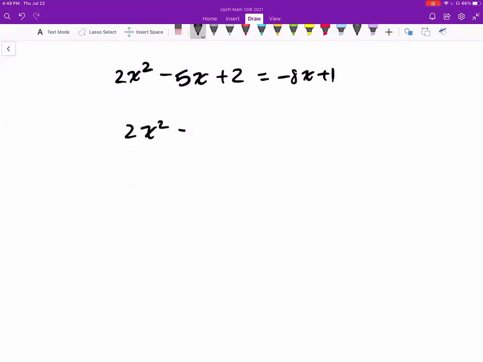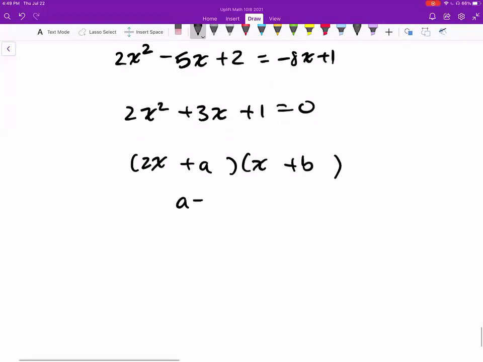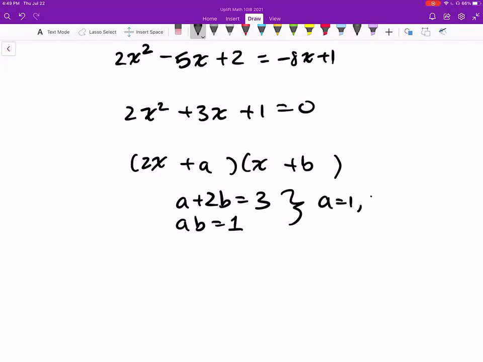Okay, so 2x squared plus 3x plus 1 is equal to 0. 2x, x. Okay, I think that works. Let's put the plus a and plus b. So a plus 2b must equal 3, and a times b must equal 1. So a and b are equal to 1, and then we have a is 1 and b is 1.